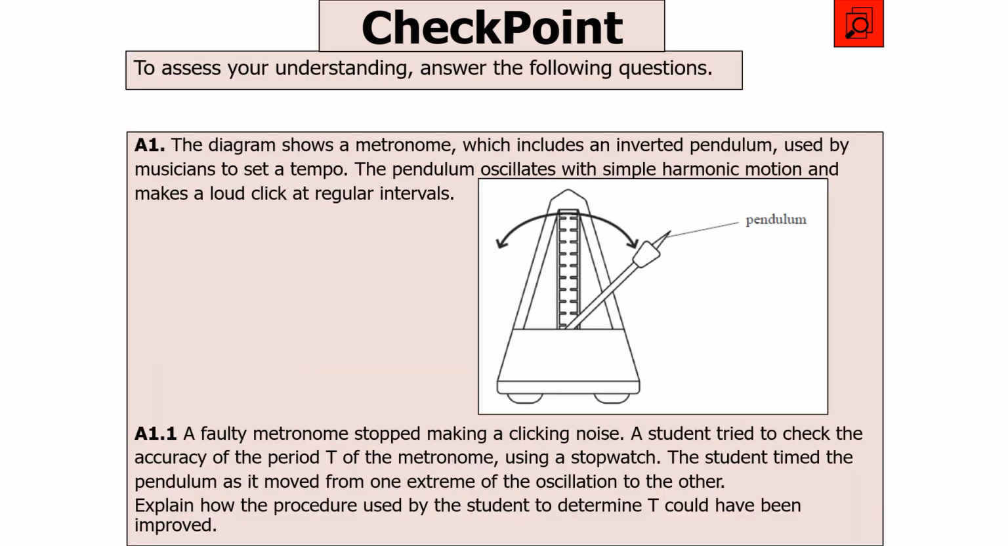The next question says, a diagram shows a metronome which includes an inverted pendulum used by musicians to set a tempo. The pendulum oscillates with simple harmonic motion and makes a loud click at regular intervals. A faulty metronome stops making a clicking noise.